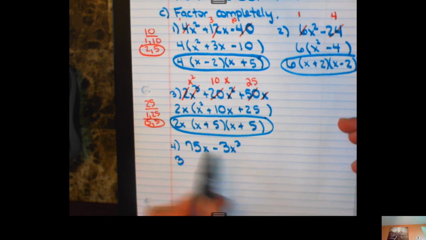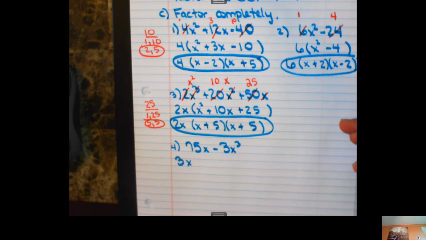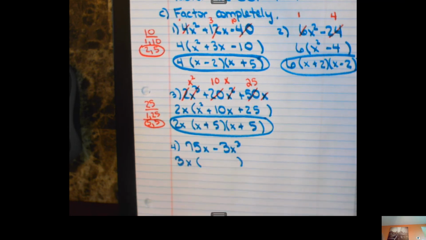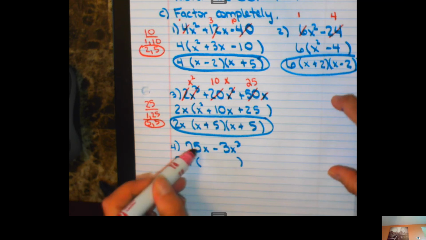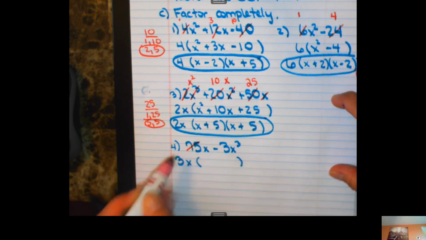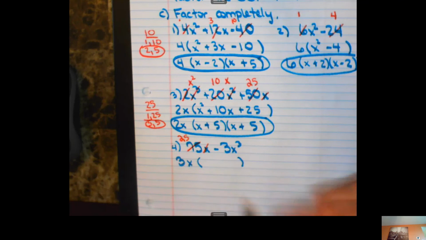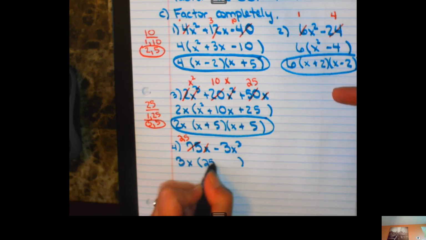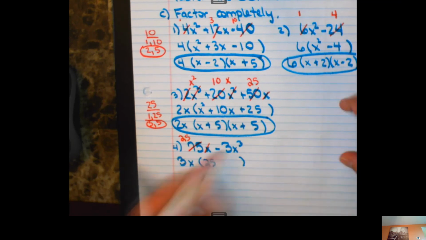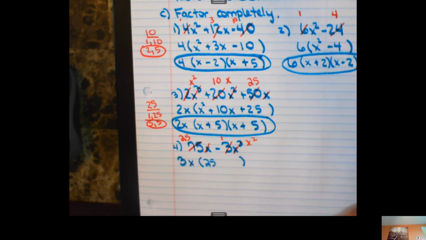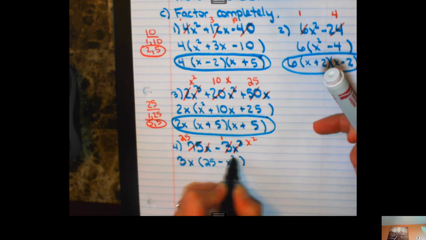I also notice that there's an x in common, so I'm going to take an x out. In parentheses, I'm going to put what's left and see if I can factor. So we're going to divide this by 3 and x, so this 75 becomes a 25 when you divide. The x cancels out, so we're just left with 25. Over here, if I divide the 3 out, I'm left with a 1. And if I divide an x out of here, I'm left with x squared. So I'm going to bring down the minus x squared.